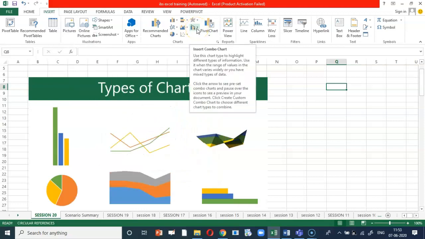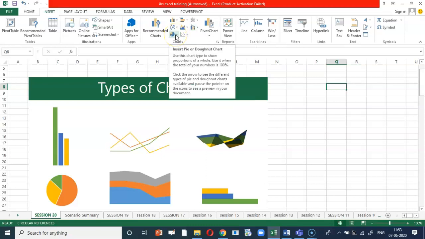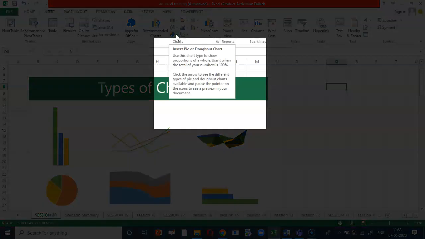Now one can also use the combo chart. This is a combination of charts that is embedded under this. Then you can also have a look at the pie chart. Pie chart is used to compare percentage of a whole. So each value is represented as a piece of the pie, so you can identify the proportion.